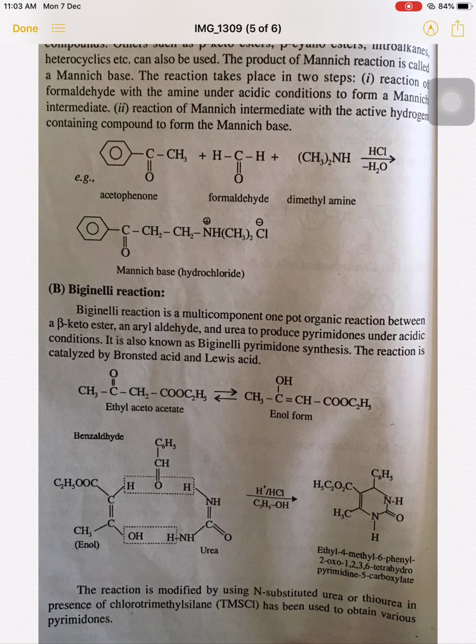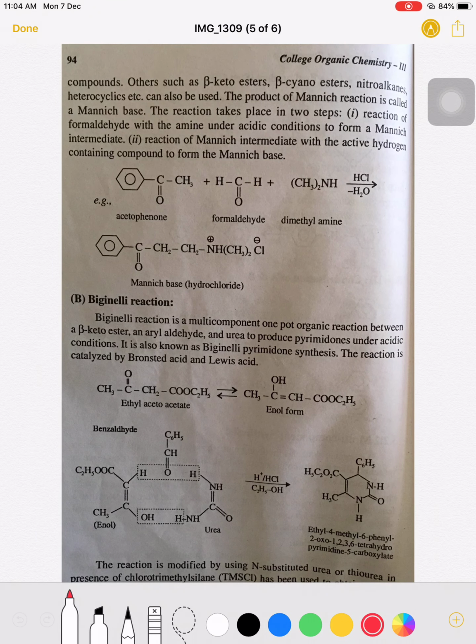The reaction of formaldehyde with amine gives us the Mannich intermediate under acidic condition. So in the initial step, the amine and aldehyde react in the presence of acidic condition. Then we get a Mannich intermediate. Then that Mannich intermediate is reacted with the active hydrogen containing compound, and we get the final product known as the Mannich base.